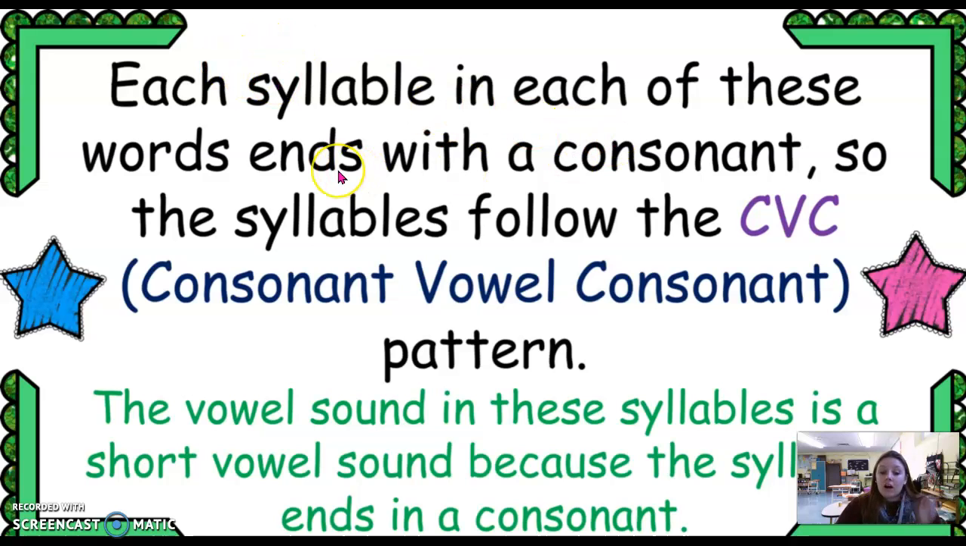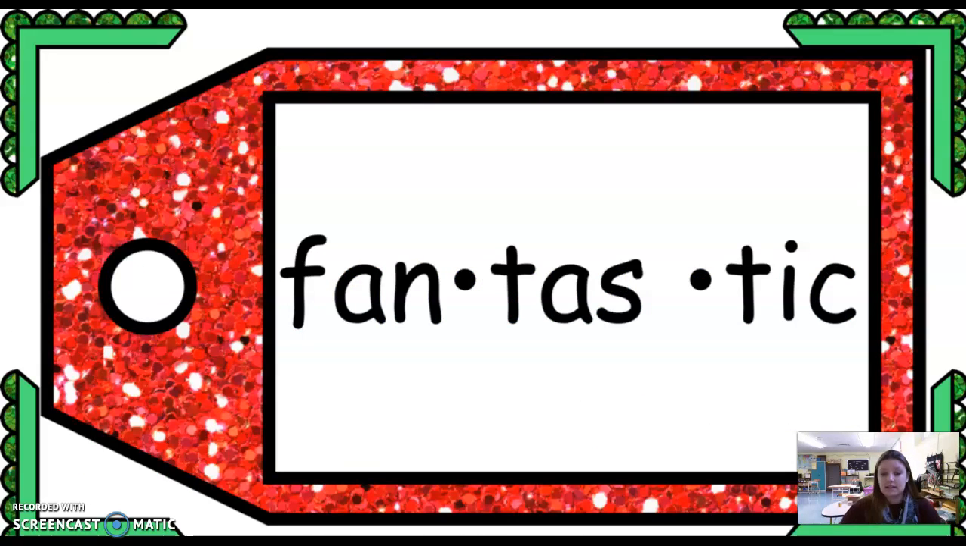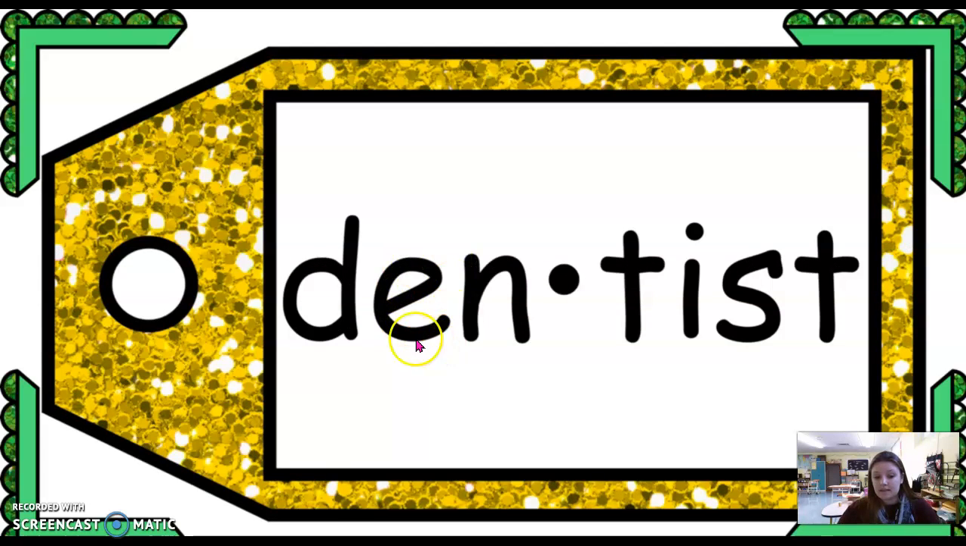Each syllable in all of those words ends with a consonant. So the syllables follow what we call the CVC pattern. CVC stands for consonant, then a vowel, and then a consonant. The vowel sound in these syllables is a short vowel sound because the syllable ends in a consonant. For example, this A is a short A because my syllable ends in a consonant. Let's look at this one. This is a short E because my first syllable ends in a consonant. Good.